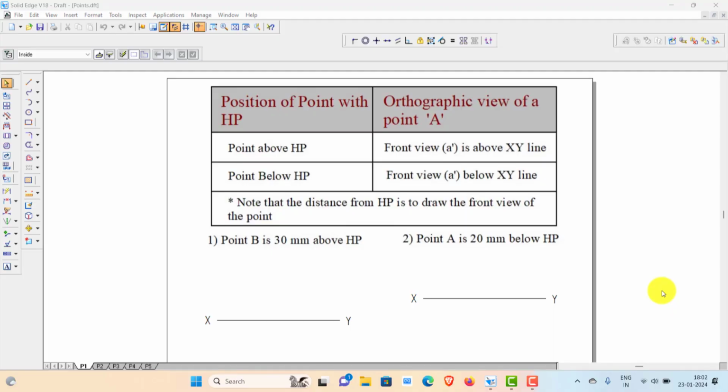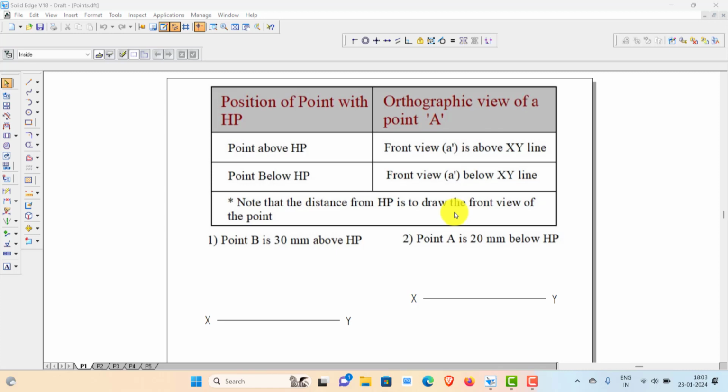Today I'll introduce shortcut methods for making the orthographic projection of points. When a point problem is given, the initial observation should focus on its distance from the horizontal plane, that is HP. If the point lies above HP, its front view is above the XY line. If the point is represented by A, its front view you should denote by A dash. And if the point is below HP, its front view falls below the XY line.